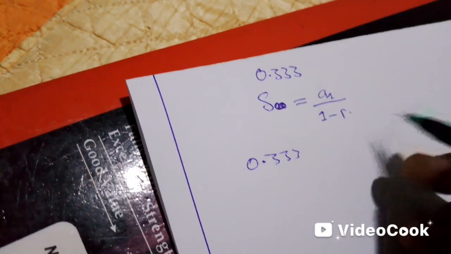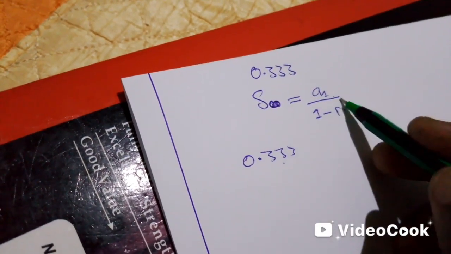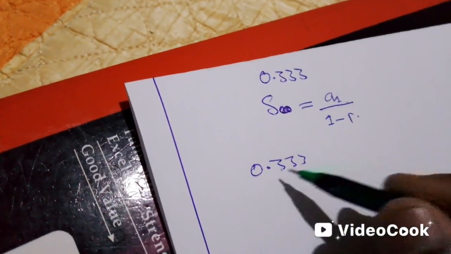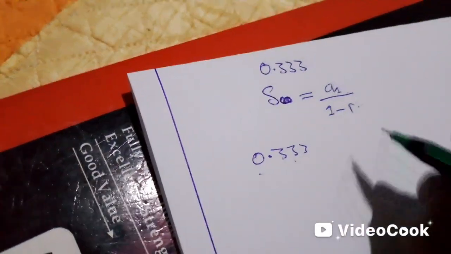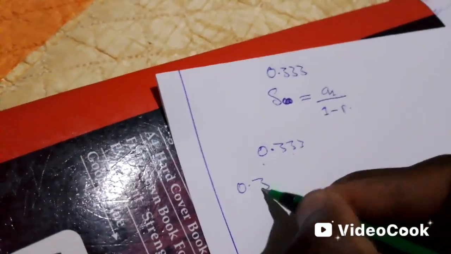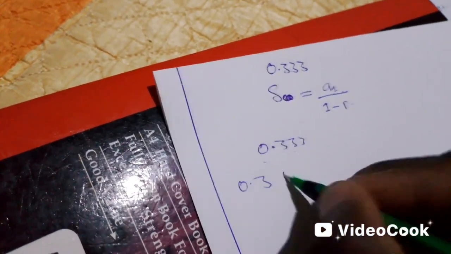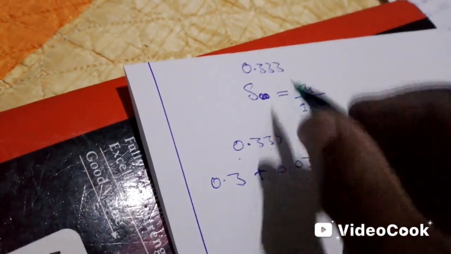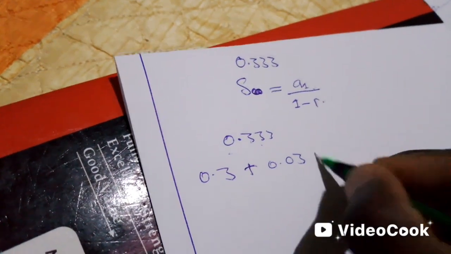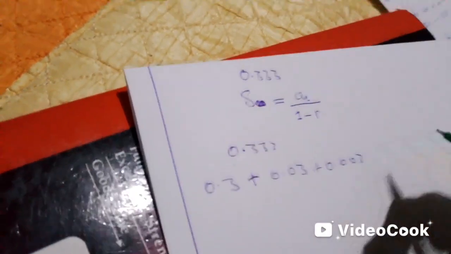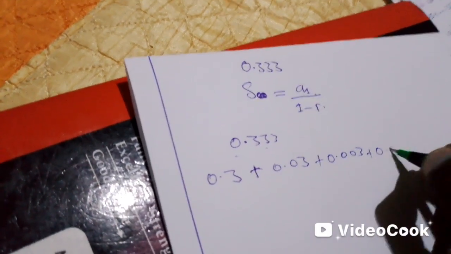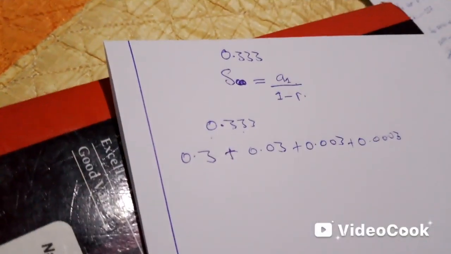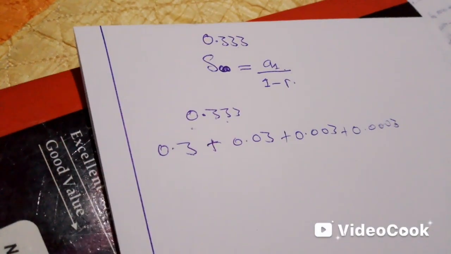0.333 going to infinity. So now, how are we going to plug this into the sum to infinity? That's what you should be asking. In this case we're going to split this into terms. The first term is 0.3. The second term is plus 0.03, plus 0.003, plus 0.0003. When you add all these things, you find yourself back to the number. So those are the terms that come out of that number.